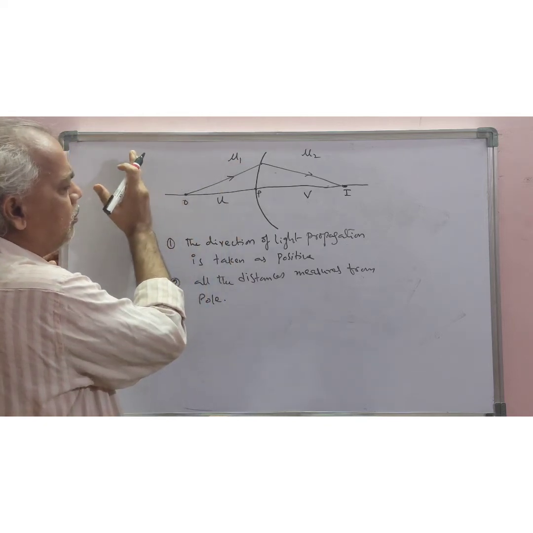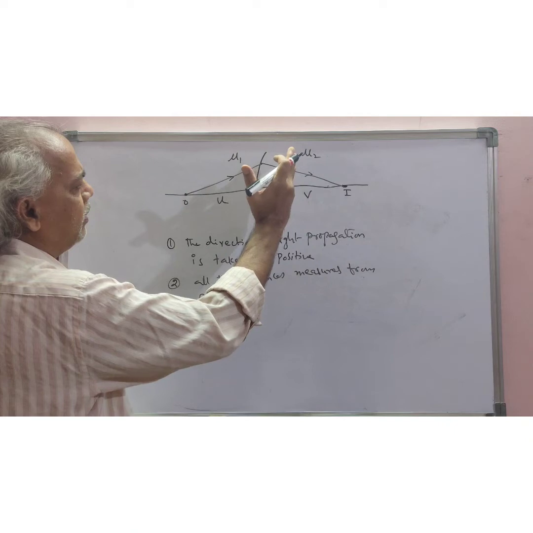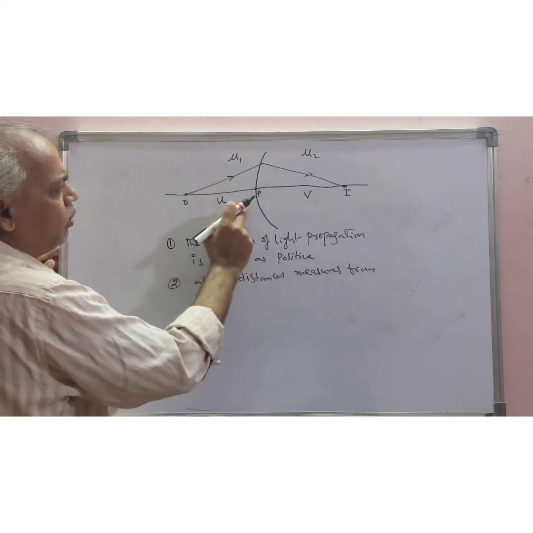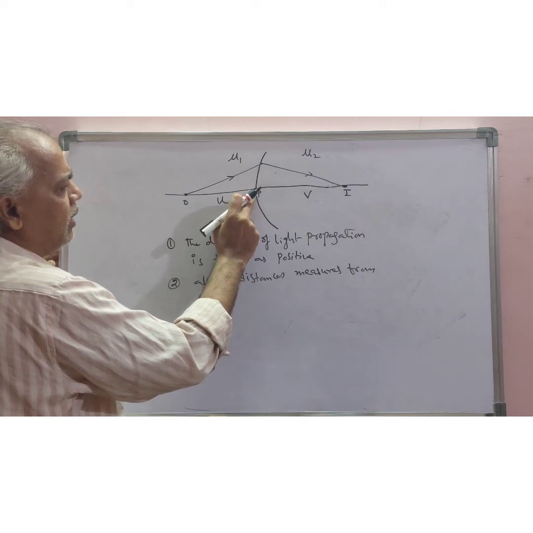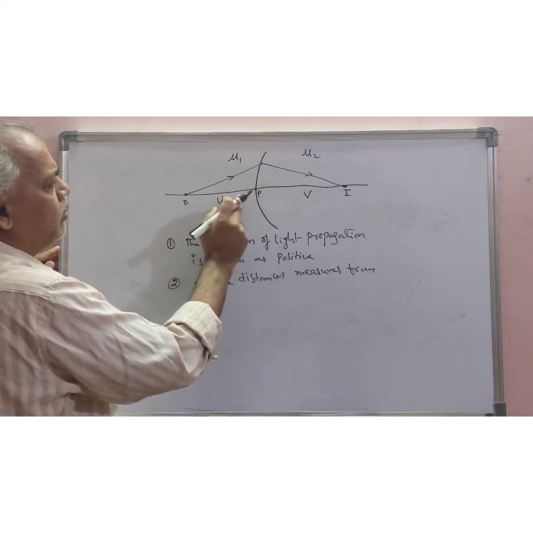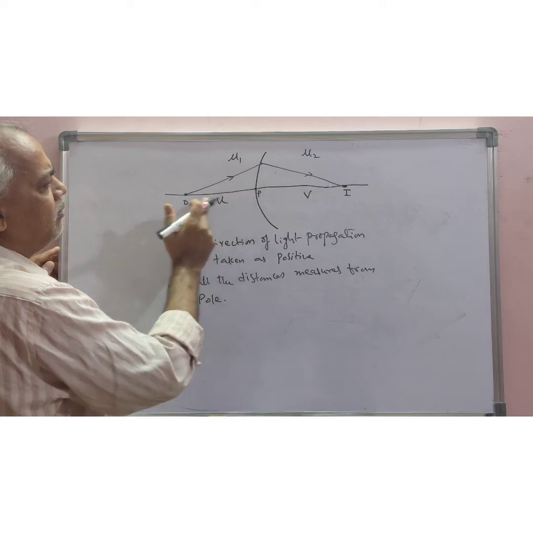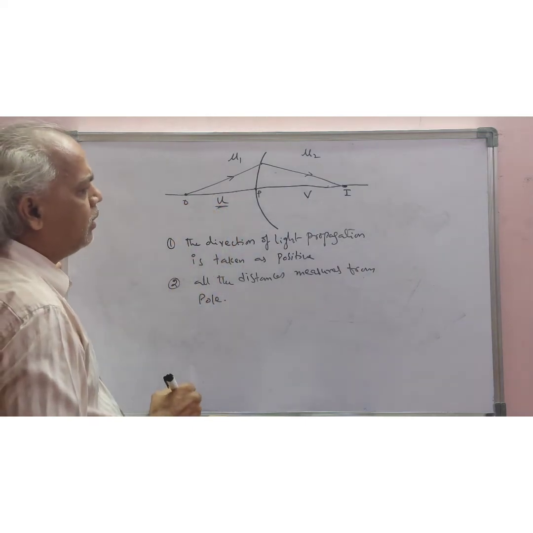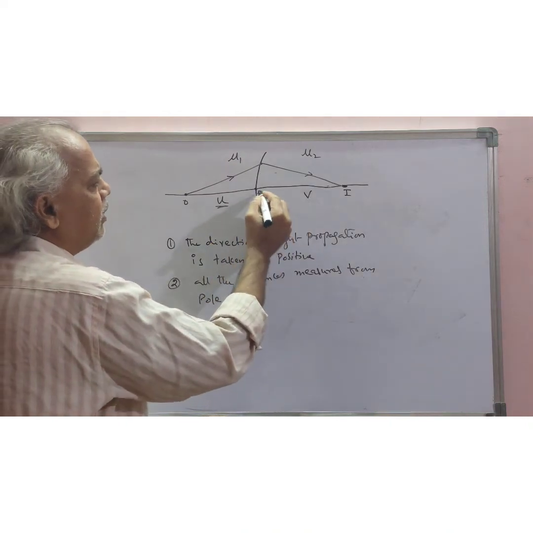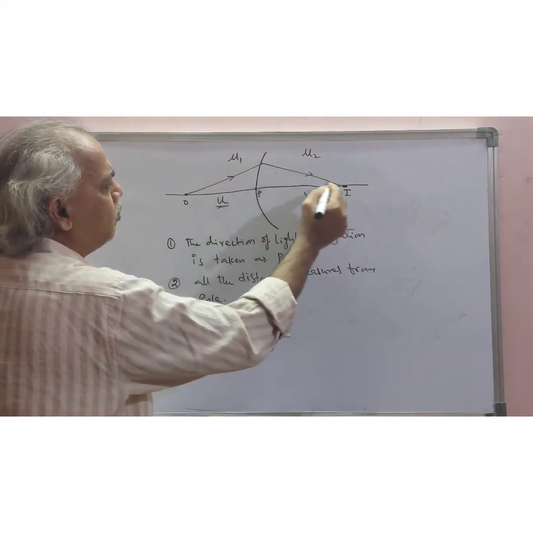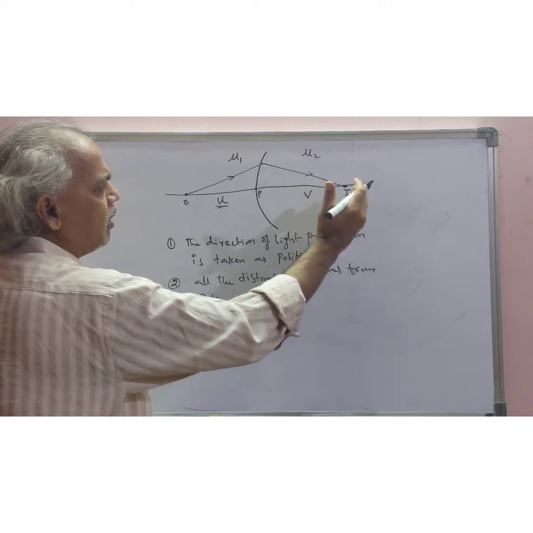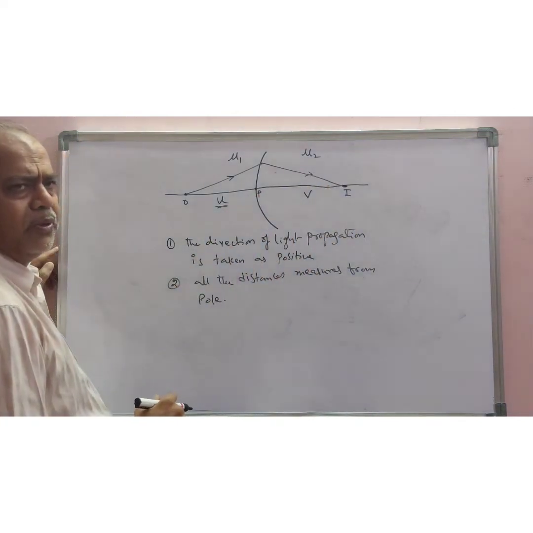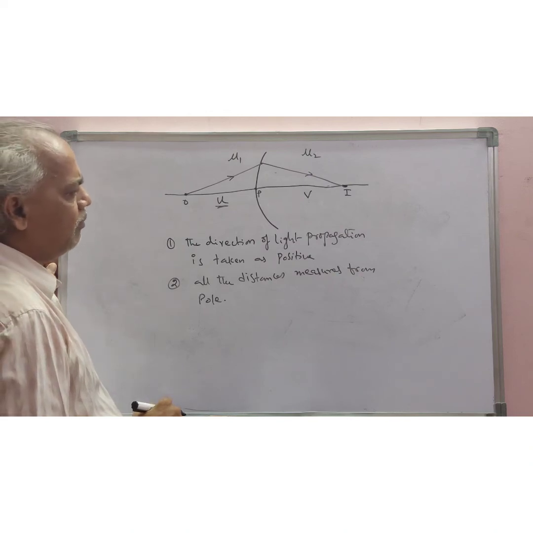According to sign conventions, the direction of light propagation is positive. So light is propagating from left to right, but we are measuring the distances from the pole. The object is to the left of the pole, opposite to the propagation of light, so the u value will be taken as negative. And the distance between the pole and the image is in the direction of propagation of light, so the image distance is positive in this case. Okay.